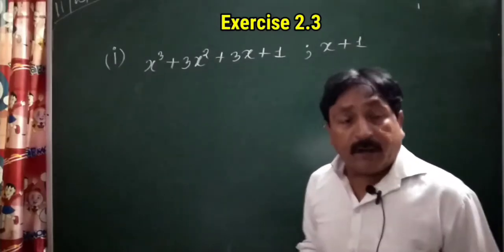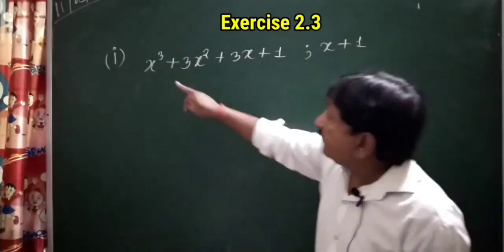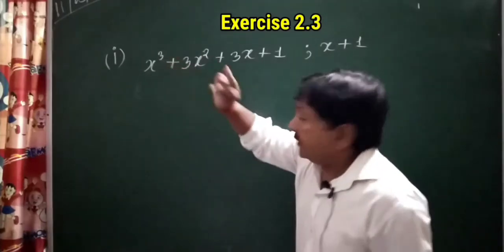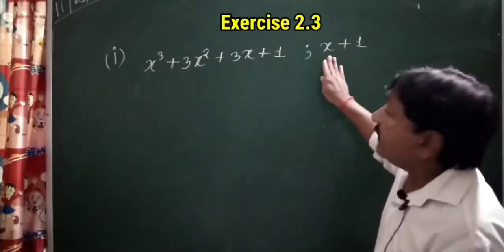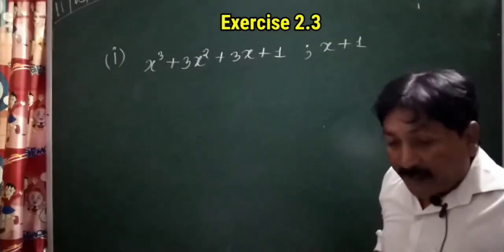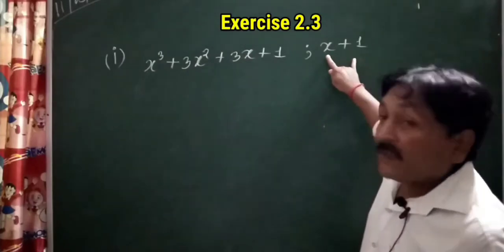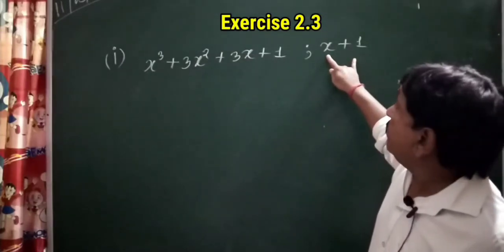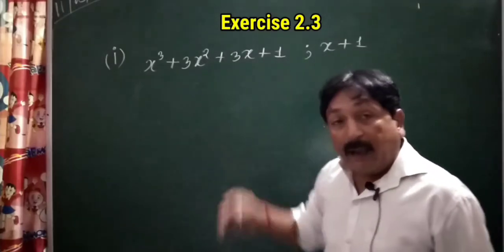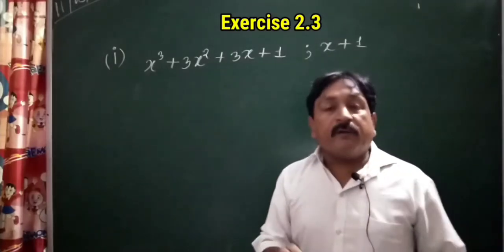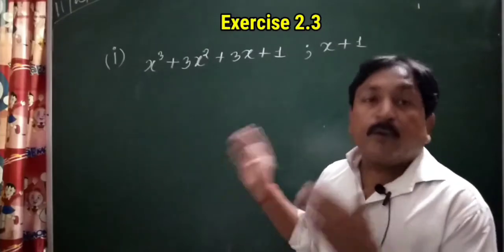So how to solve it? How to find out the remainder? See, the method is this. This polynomial's degree is 3. This polynomial's degree is 1, which means it is a linear polynomial. So the method of finding the remainder is that from this linear polynomial you have to find out the value of x, and then substitute it in this polynomial and solve it. After solving, what will be left, that will be the remainder of our question.